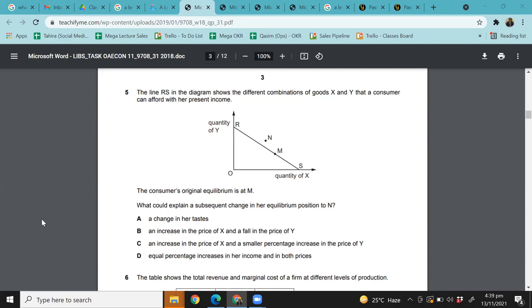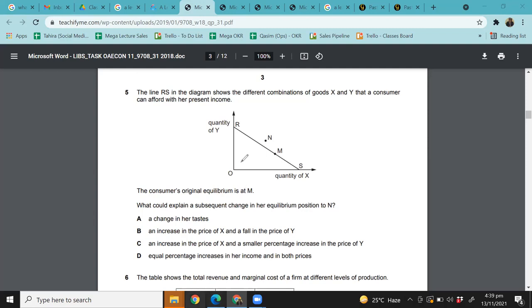Sorry about that, students. So what could explain a subsequent change in her equilibrium position to N? A change in her tastes, okay? An increase in the price of X and a fall in the price of Y. So if the price of X is increasing, think about this.